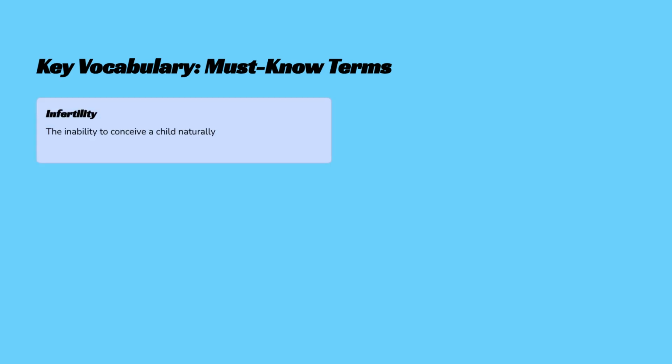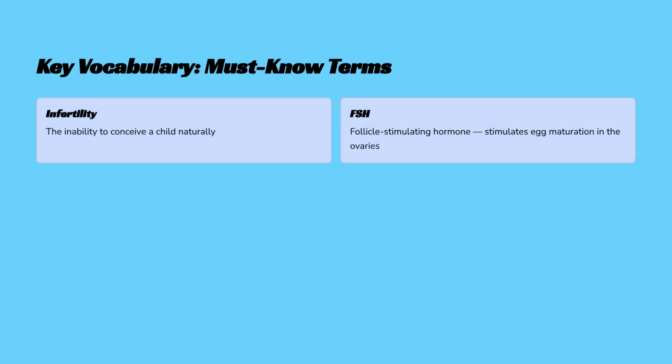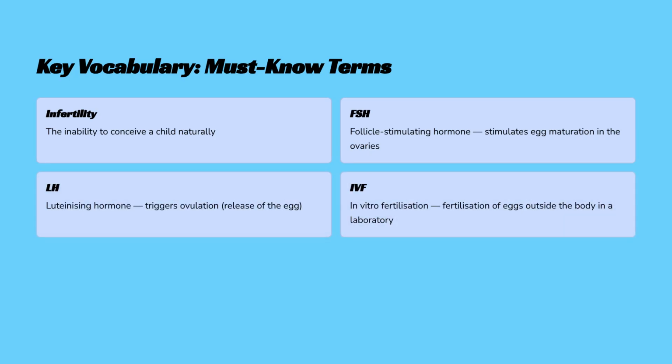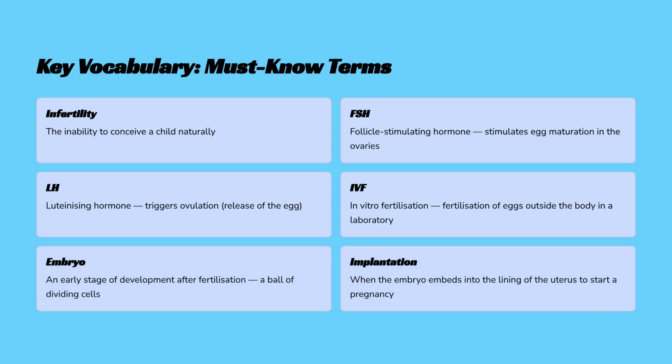Let's review some key vocabulary. Infertility is the inability to conceive naturally. FSH stimulates egg maturation, while LH triggers ovulation. IVF is in vitro fertilization, where fertilization happens outside the body. Finally, an embryo is the early-stage cluster of cells that implants into the uterine lining.